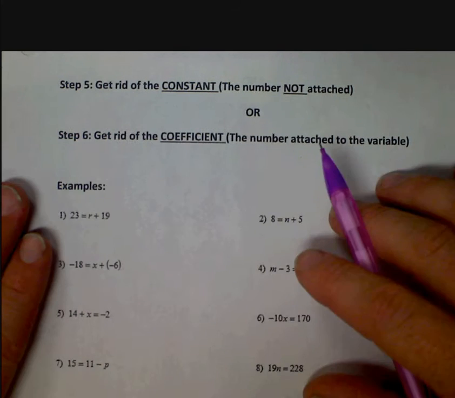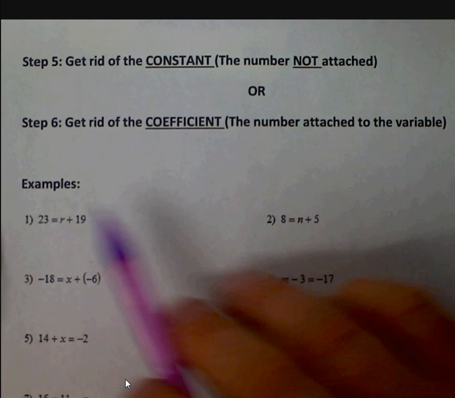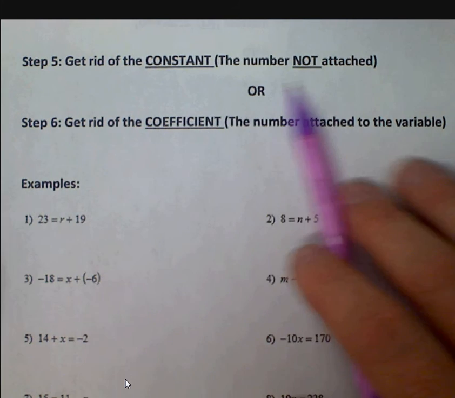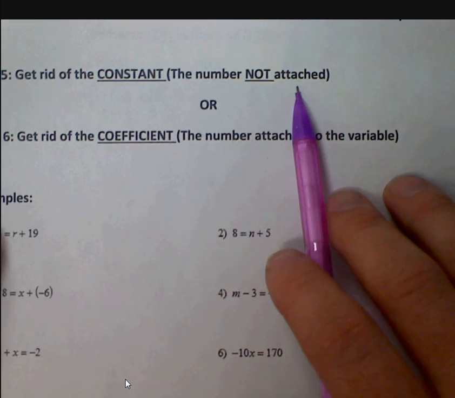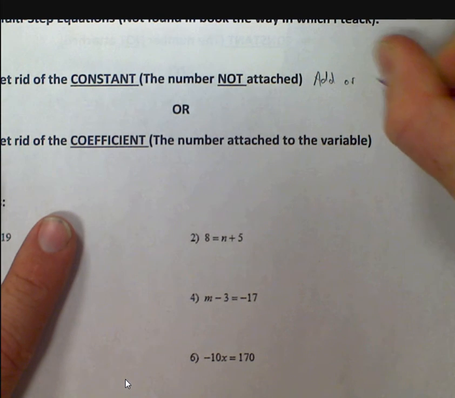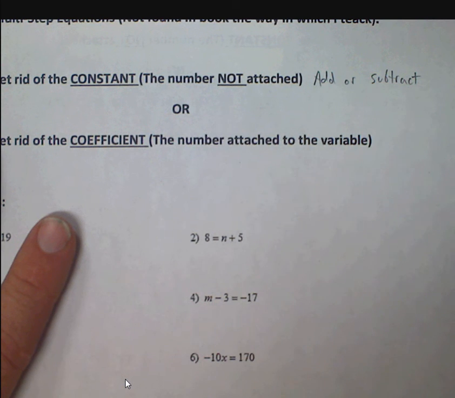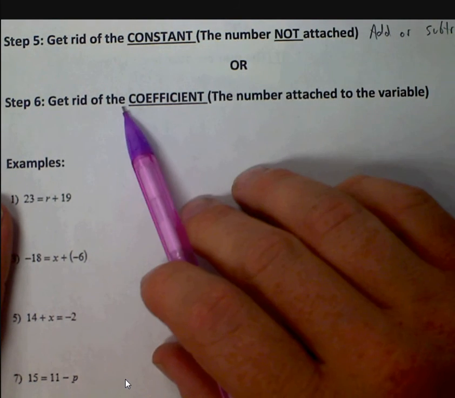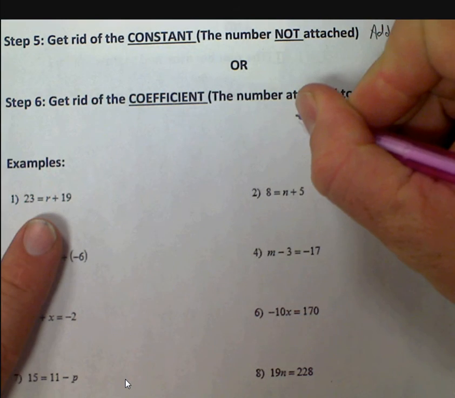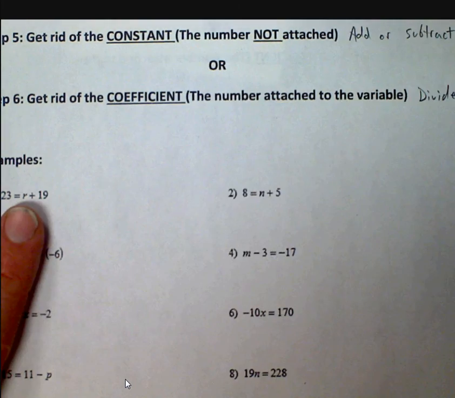So the first thing that I want to talk to you about in solving equations, this should be review. In solving equations, we need to get rid of the constant first. It's the number not attached. By getting rid of the constant, we are either going to add or subtract. We always do the opposite of what we see. Then, to get rid of the coefficient, which is the number that is attached, we're going to divide. We're not going to need to multiply. We're going to deal with fractions later.